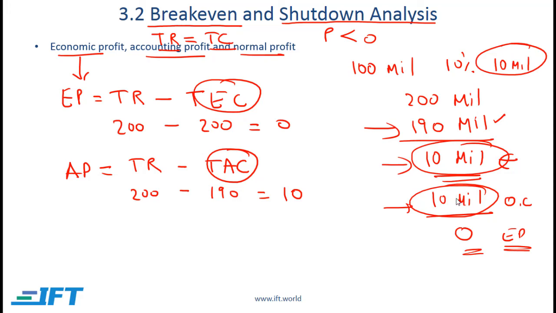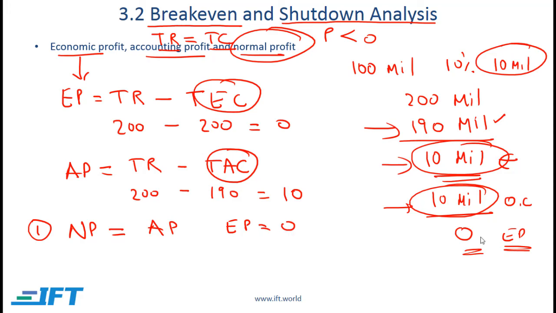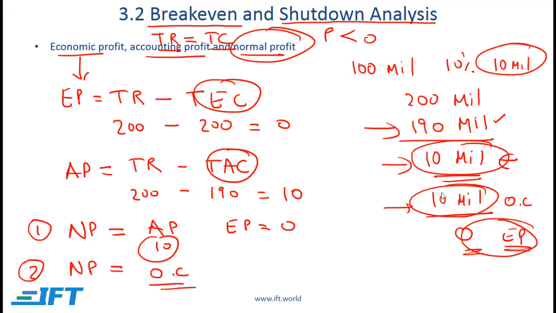Now, taking this one step further and talking about normal profit. There are two ways of thinking about normal profit. One way is that the normal profit is equal to the accounting profit when the economic profit is zero. So here, in a situation where the economic profit is zero, the accounting profit is 10. So we can say that the normal profit is 10. The other way of looking at this is that the normal profit is the opportunity cost. So remember, the opportunity cost in our example is 10 million. So that is the normal profit.